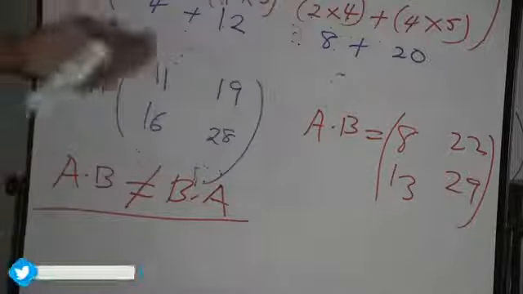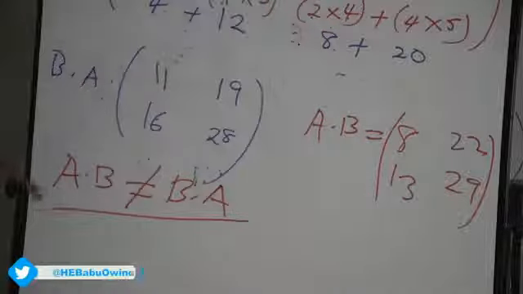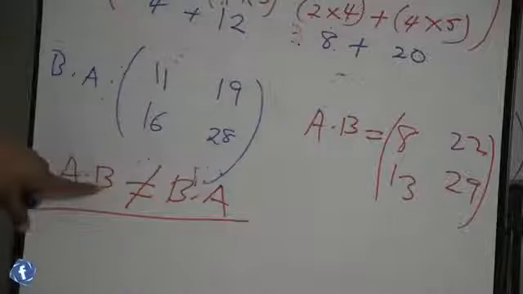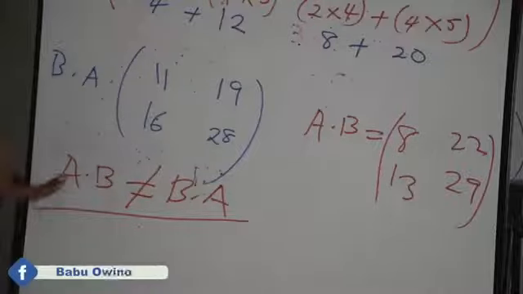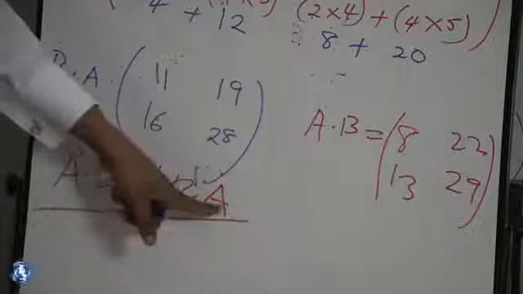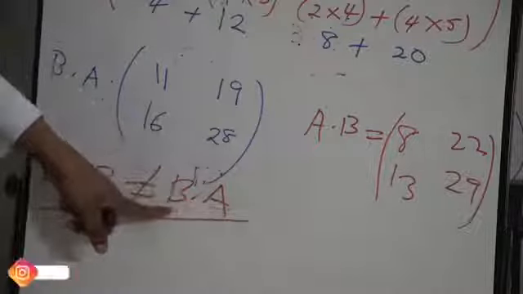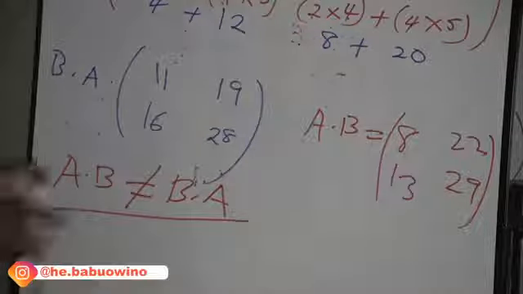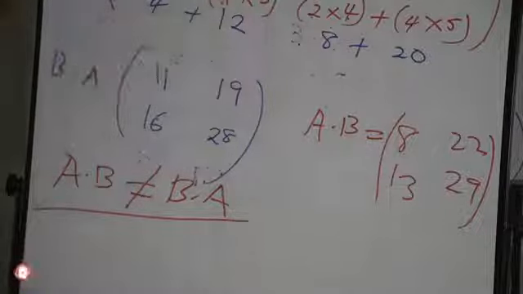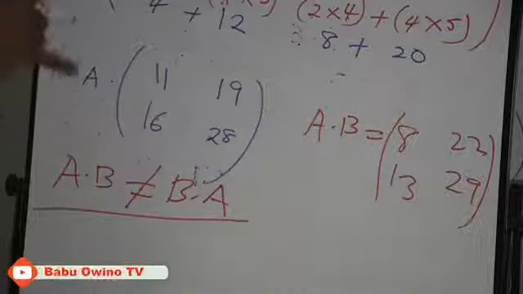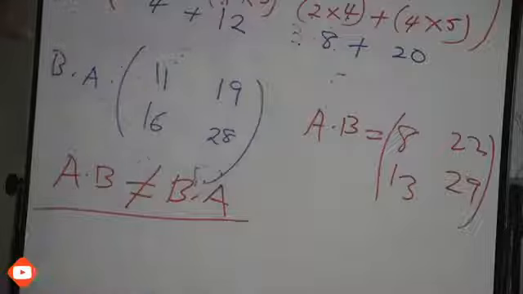A times B is not equal to B times A, which means that if you pre-multiply B by A, and here you pre-multiply A by B, then the answers are not equal. And in that case, when they are not equal, you say they are non-commutative or not commutative.